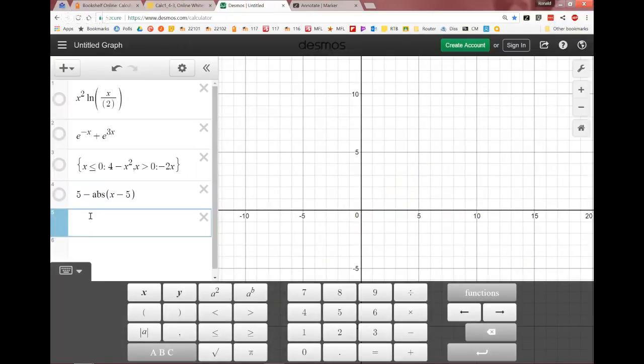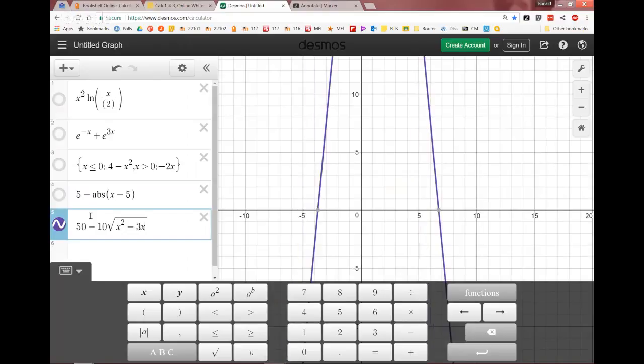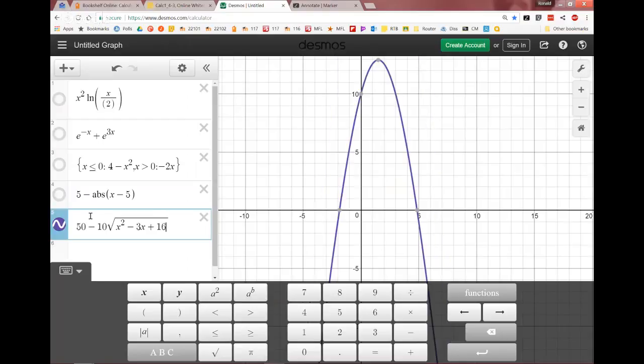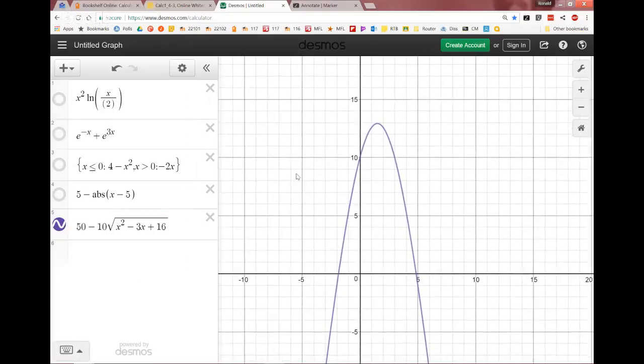Okay, here we go. So we've got 50 minus 10 times the square root of x squared minus 3x plus 16. Okay, so you can see there's our graph. It looks like it's a pretty normal parabola.